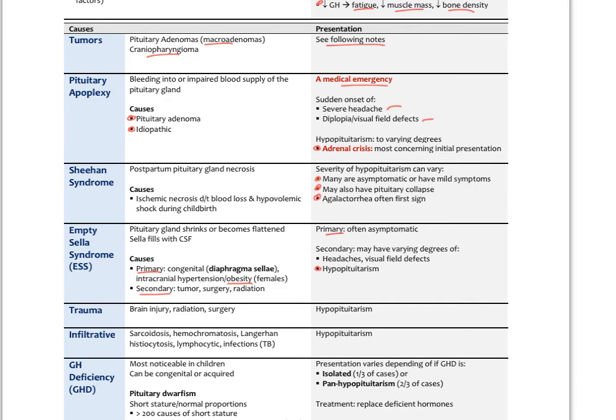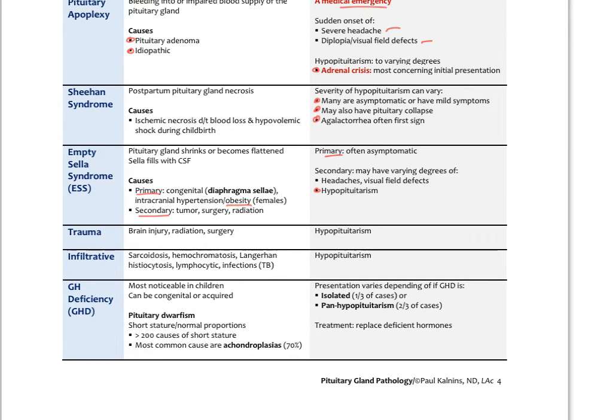Other causes of hypopituitarism: brain injury, radiation, surgery. Again, we might see different varying degrees of hypopituitarism from that. Infiltrative disease like sarcoidosis, hemochromatosis, Langerhans cell histiocytosis, lymphocytic infiltration, or infections like TB could also cause hypopituitarism. And then a specific low secretion would be growth hormone. And again, this is going to be most noticeable in children. And that can be congenital or acquired. And in children, we're going to see varying degrees of pituitary dwarfism.